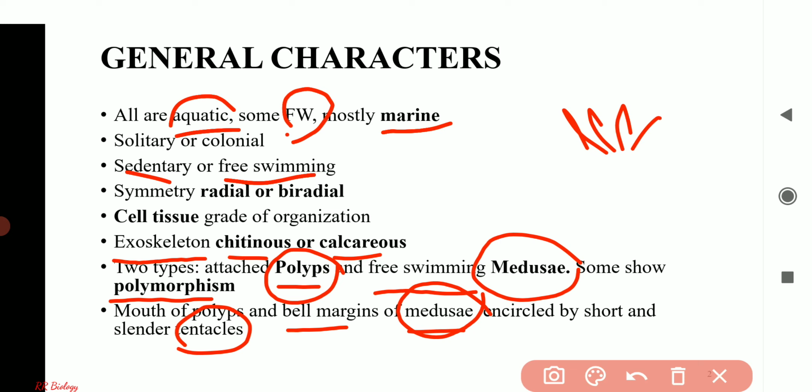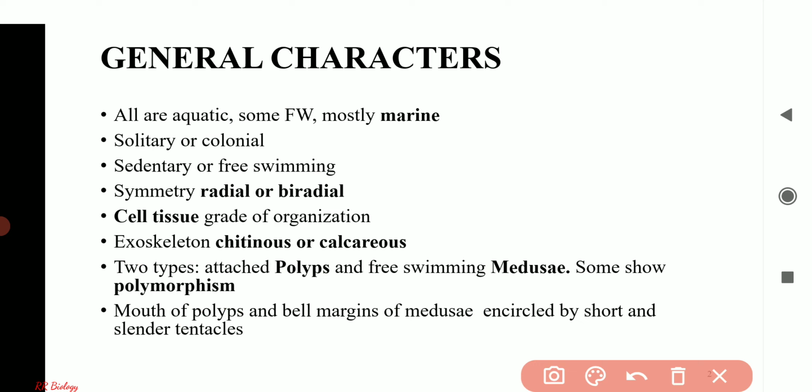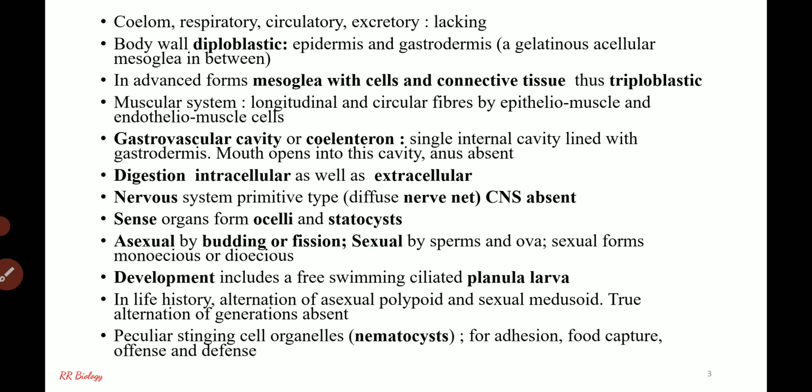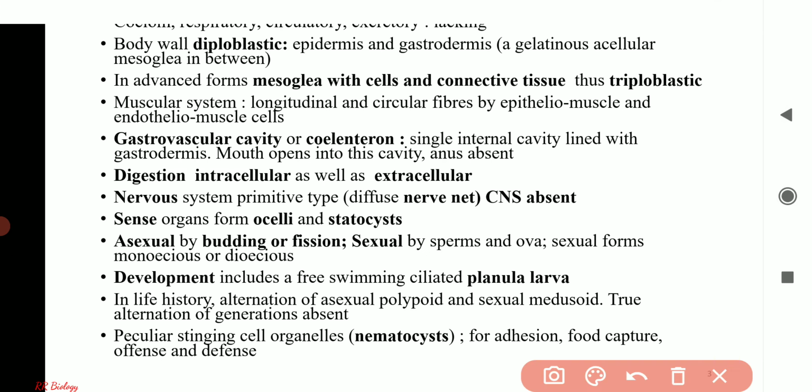All these points are basically the general features which you can easily guess by merely looking at the specimen or the organism. So let us go beyond. There are certain other features, just wait.